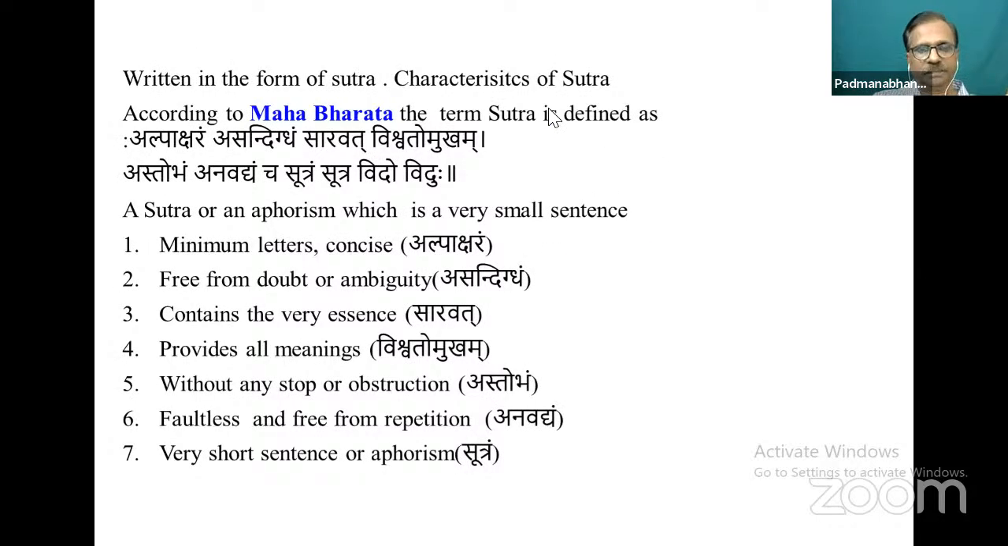Then you have to remember the characteristics of sutras, one by one. It is alpaksharam, having only a few letters or a small word. Then asandigdham, there is no ambiguity or double meaning. Then saravat, it has some essence. And vishvatomukham, it provides all meanings. And astobham, no stop, it is continuous. And anavadya means faultless, free from repetition. Great. And it is a very short sentence or aphorism. All these characteristics are called the sutras. You have to remember all this.